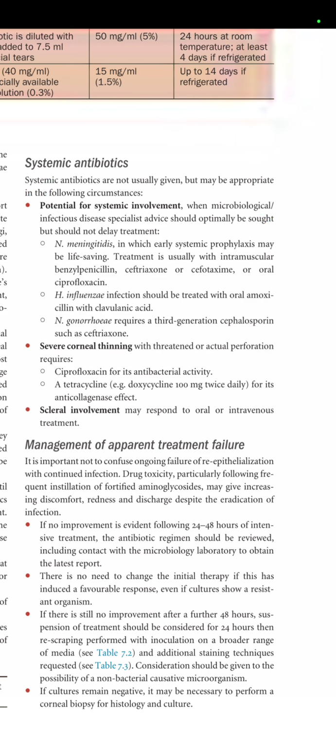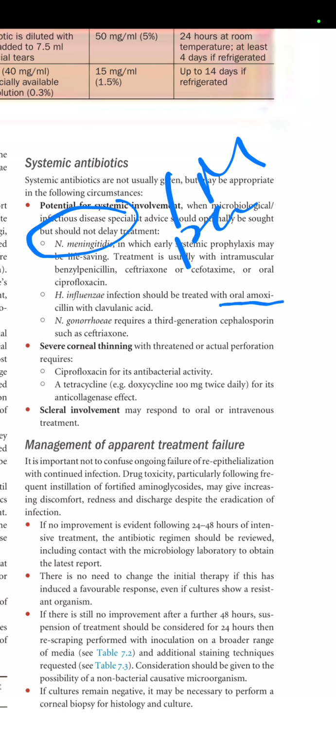Potential for systemic involvement, when microbiological or infectious disease specialist advice should optimally be sought but should not delay treatment. And meningitis, in which early systemic prophylaxis may be life-saving. Treatment is usually with intramuscular benzyl penicillin, ceftriaxone, or cefotaxime, or oral ciprofloxacin. So when there is systemic disease as well, we use it. In case of N. meningitidis, we use IM penicillin, or we can use ceftriaxone, or we can use cefotaxime. H. influenzae infection should be treated with oral amoxicillin with clavulanic acid.